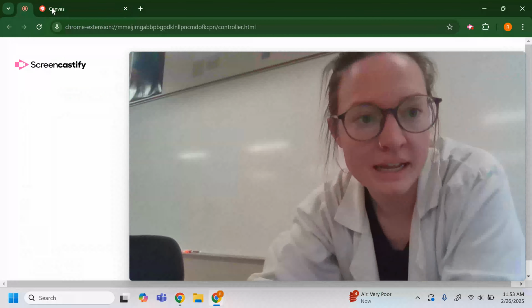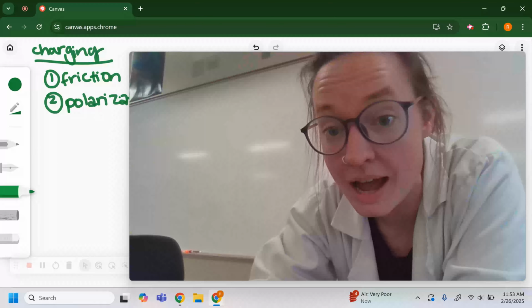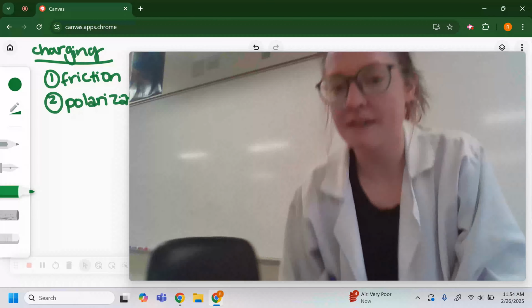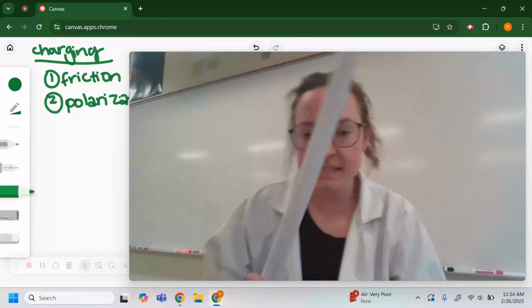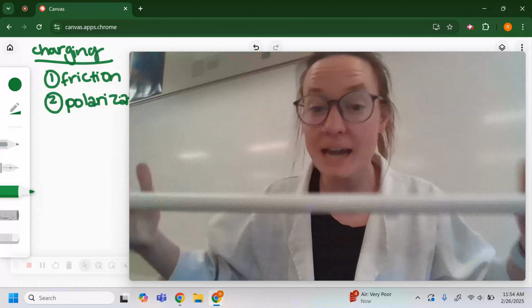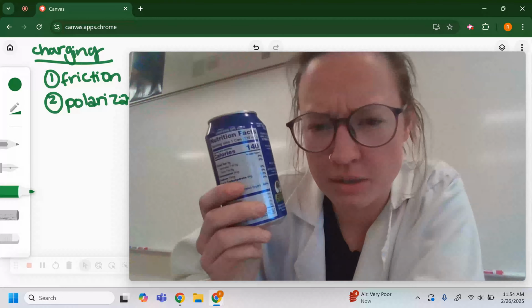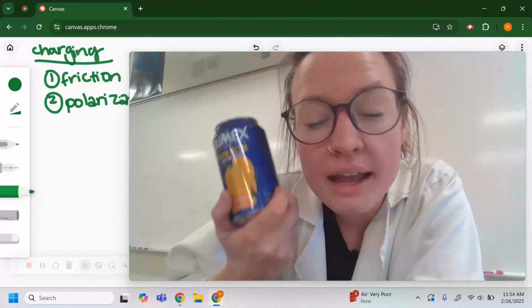Well, the answer lies in polarization. Here's the idea. This PVC pipe, we know, is negatively charged by friction. But what's the charge on my aluminum can? It's neutral.